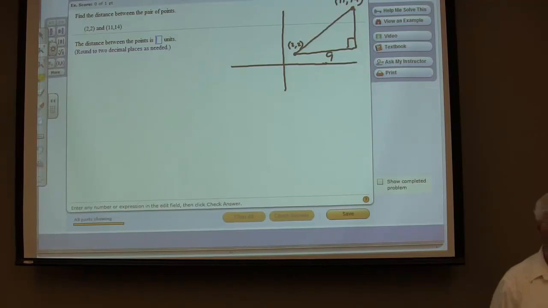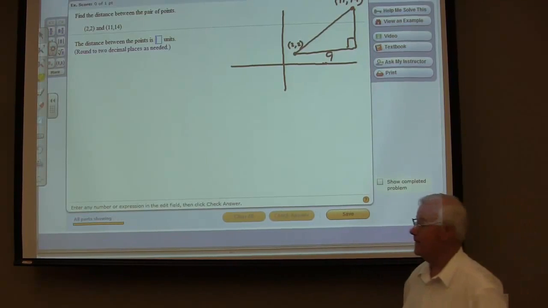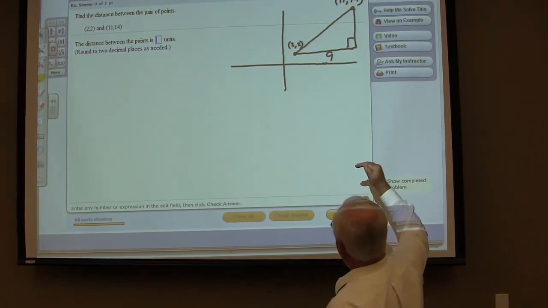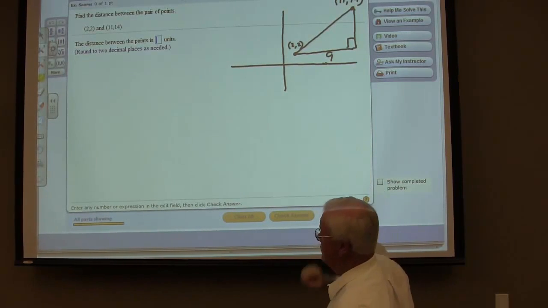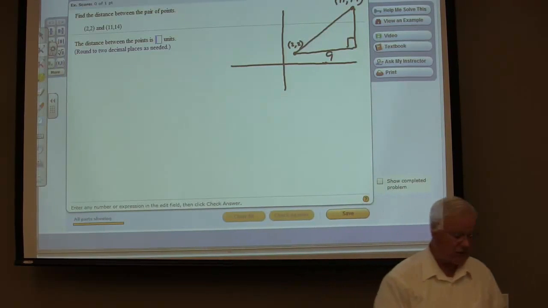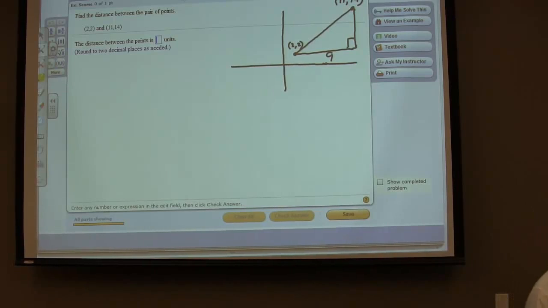2 plus 9 is 11. Now, in the y direction, again, I'm going from y is 2 up to y is 14. That's a total length of 12.